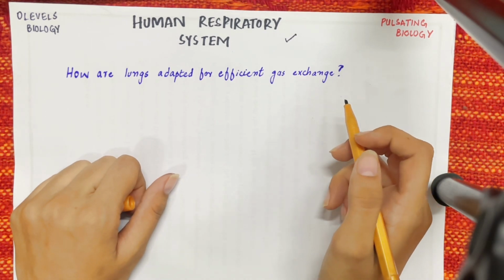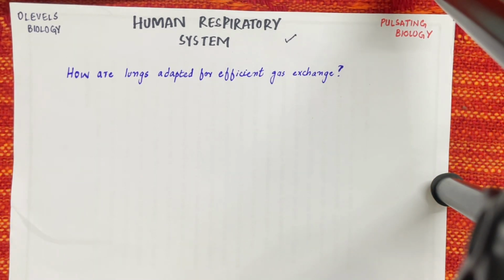We have already talked about this in much more detail, but for this video, we are going to talk about how the lungs are adapted for efficient gas exchange in the human body. That comes under the human respiratory system.